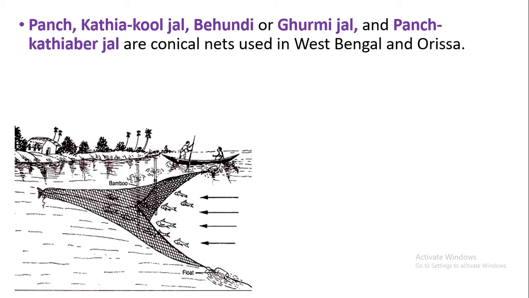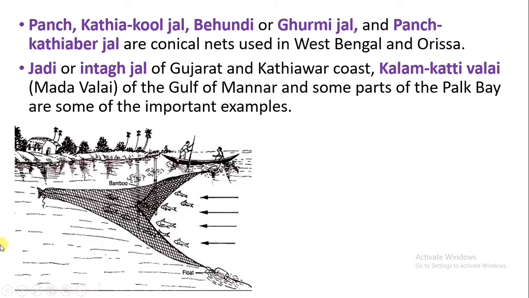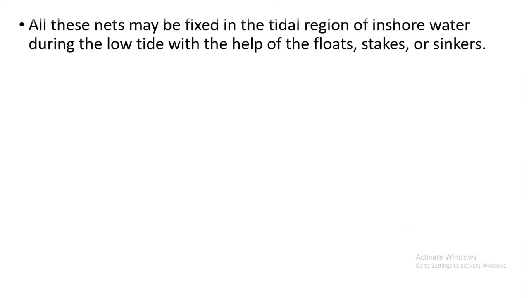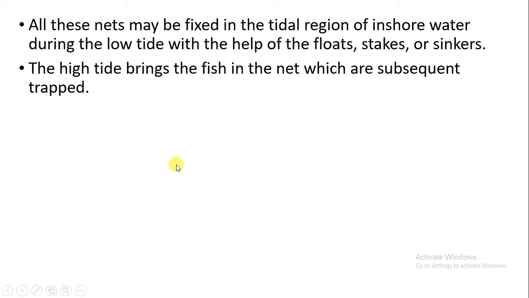They all are conical shaped nets which are being used in West Bengal and Orissa. And next comes the Jadi and Intak Jal of Gujarat and Kathiawar coast, Kalam Katti Walai of the Gulf of Mannar, and some parts of the Bay of Bengal as some of the important examples. All these nets may be fixed in the tidal region.